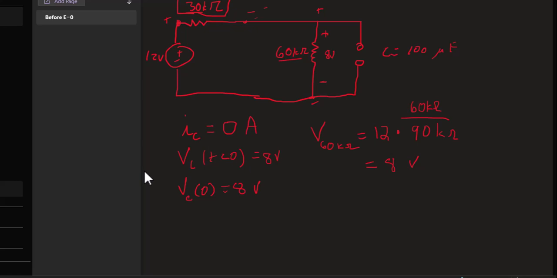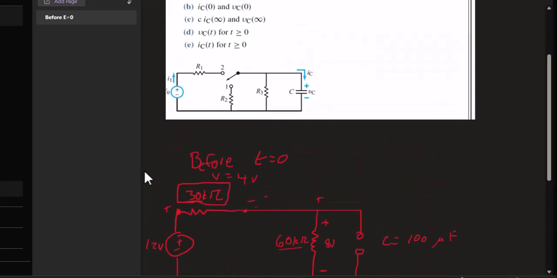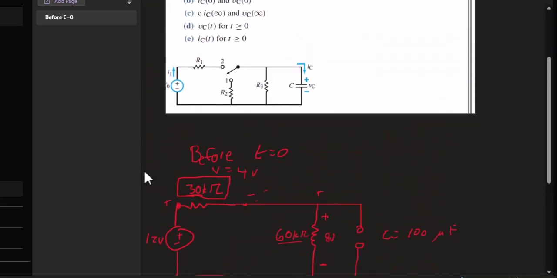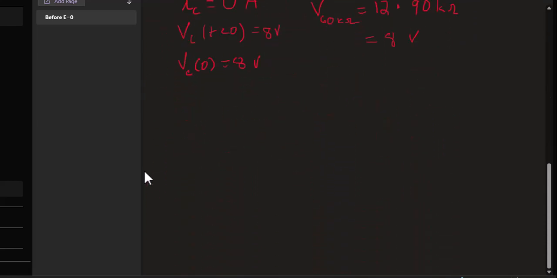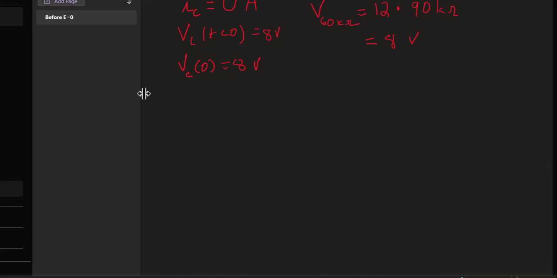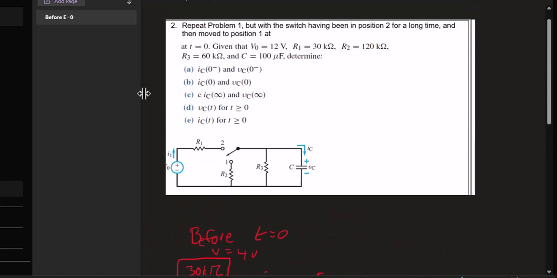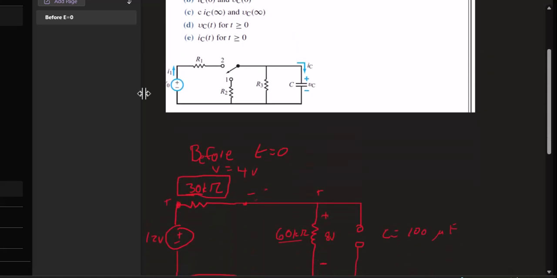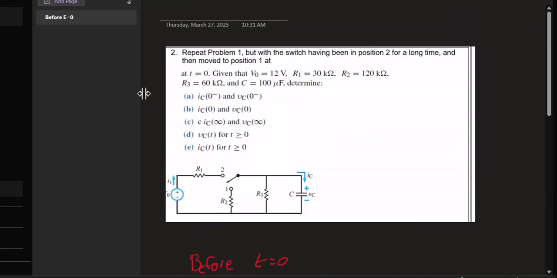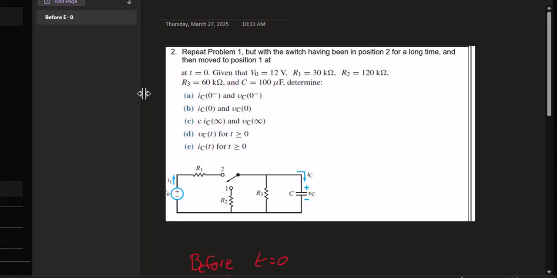All right, so now let's look at what happens when we flip the switch, because now things are going to change. We're going to go to position 1. So when we go to position 1, R2 is 120. R3 is 60.